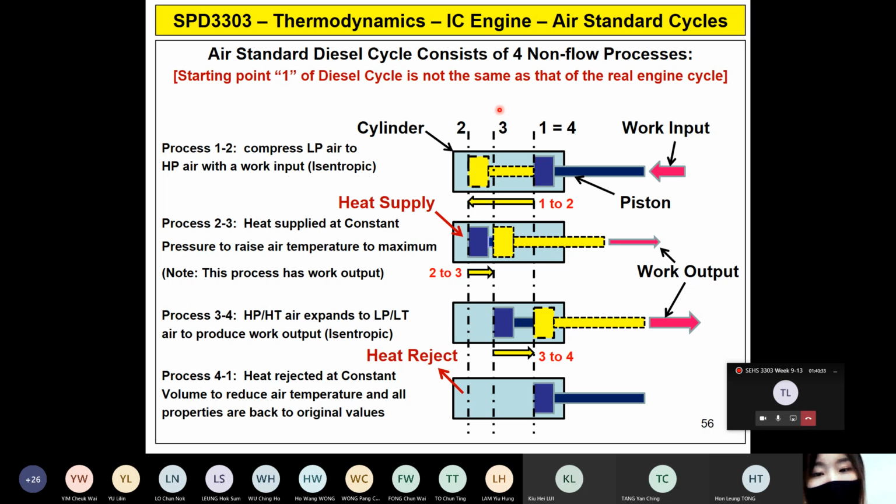In chapter 1, you have learned this non-flow energy equation. That is, the difference between your heat and work equals the change of what? Yes, internal energy.